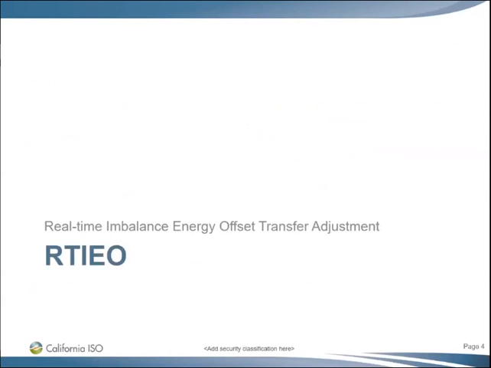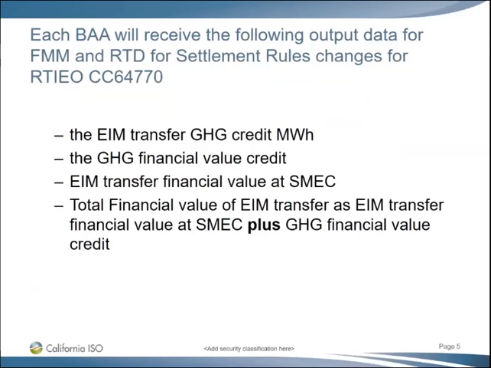First we're going to break down the RTIEO, the real-time imbalance energy offset transfer adjustment. In settlements, each balancing authority area, or BAA, will receive the following output data for FMM and RTD for settlement rule changes for RTIEO, which is covered in charge code 64770. That one's for the EIM folks. Each will receive the information on the EIM transfer GHG credit megawatt hours, GHG financial value credit, EIM transfer financial value at SMEC, and the total financial value of EIM transfer as EIM transfer financial value at SMEC plus the GHG financial value credit.